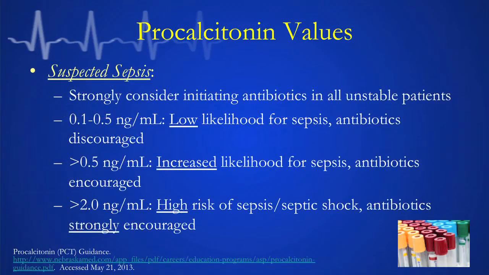For sepsis, you always want to treat the patient that's in front of you. If you're suspicious, you start antibiotics. You don't wait for your procalcitonin level to come back. But here's a test that maybe helps us. 0.1 to 0.5, low likelihood. Greater than 0.5, increased likelihood. And greater than 2, high risk, septic shock. Strongly encourage that you get those antibiotics on board. So really interesting stuff. Everything's always changing. This can help us admit these patients that are on the fence.